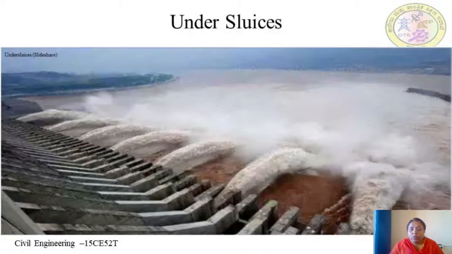So this is the pictorial image of the undersluices. You can see here, these are the openings of the weir structure. These are also called scouring sluices. They discharge a part of the flood on the downstream side, and they are generally kept at a lower level than the head regulator by at least 1 to 1.2 meters.